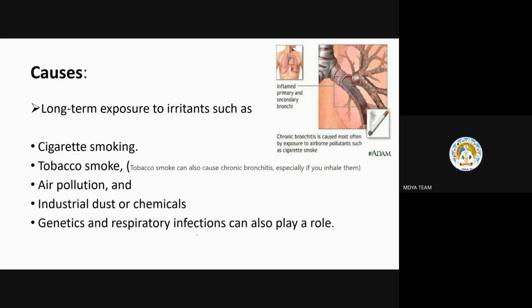Okay. Now, main causes. Long-term exposure to irritants such as cigarette smoking and tobacco smoke. It is written that tobacco smoke can also cause chronic bronchitis, especially if you inhale it. Also, it is not written, but passive smokers are more affected as compared to the real smokers. Who are the passive smokers? We also used to call them second hand smokers.